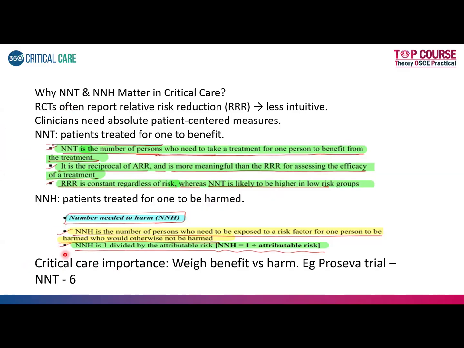Fine. So the importance, however, cannot be given by just one value. One needs to weigh the benefit and the harm in the trials, the studies. For example, the number needed to treat in the Proseva trial was 6. This is a number again. Somebody might ask you, what is the NNT of the Proseva trial? It was actually 6. So what does it mean? It took 6 patients to find benefit in one patient with prone ventilation. So this is what it means.